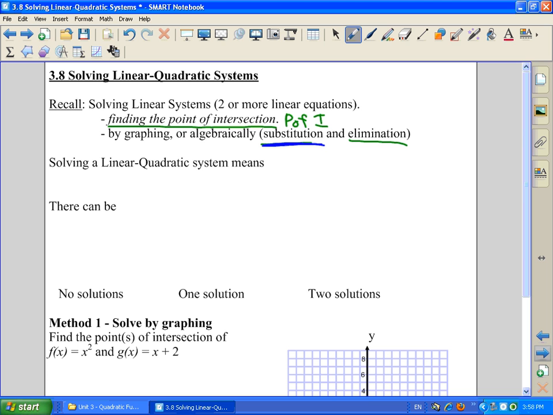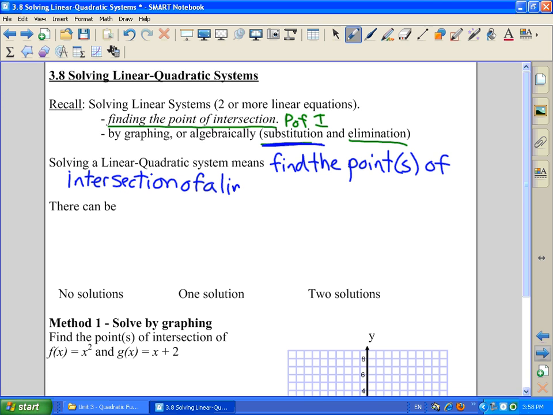When we're looking for solving a linear quadratic system, that means we're going to find the points or point, because sometimes you may just have one or none, of the intersection of a line, because that's the linear part, and a parabola, because that's your quadratic part.